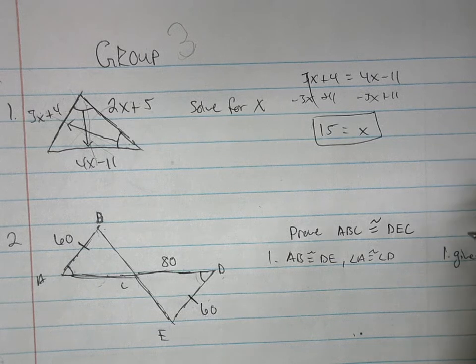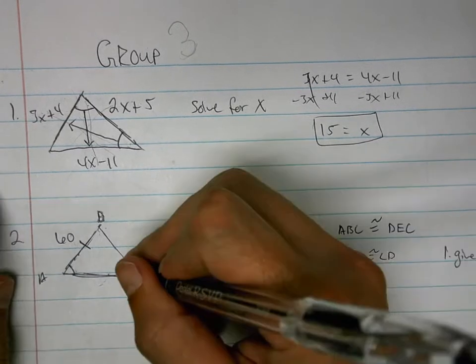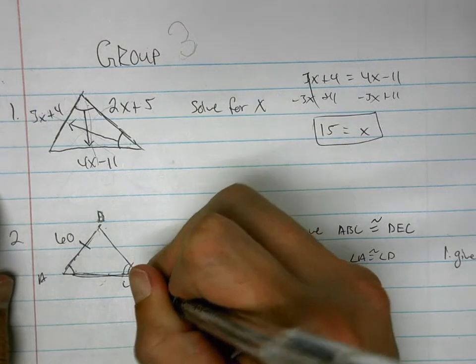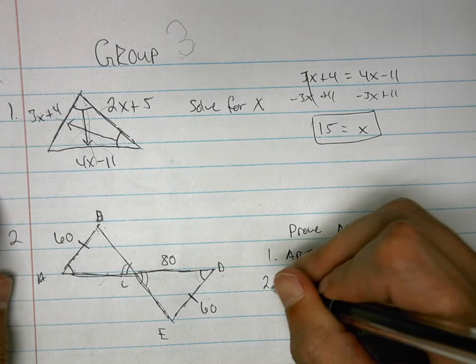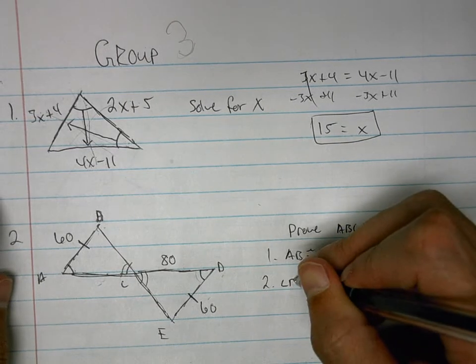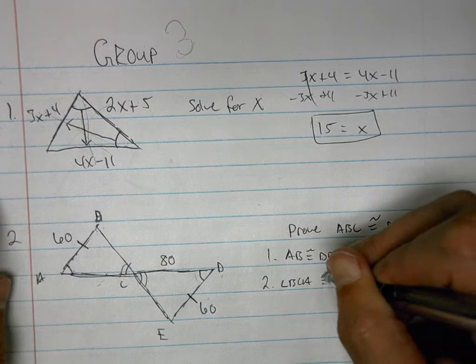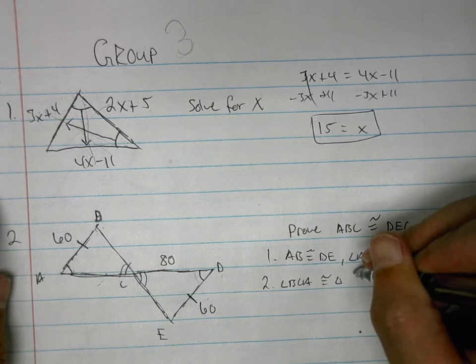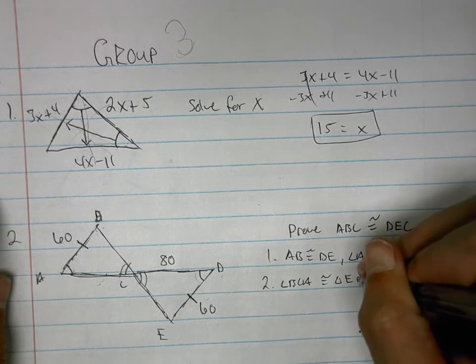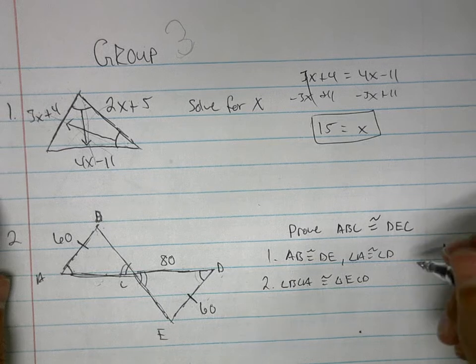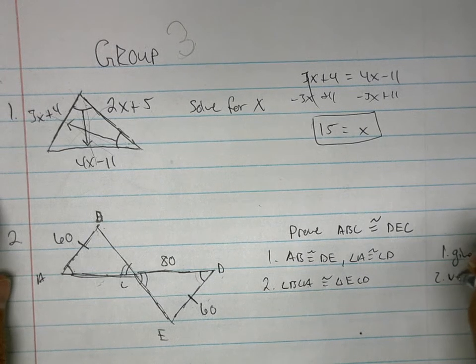Next, this is the bow tie shape. Bow tie shape means that these angles are congruent to each other by vertical angles. So you would say angle BCA is congruent to angle ECD, and that's vertical angles.